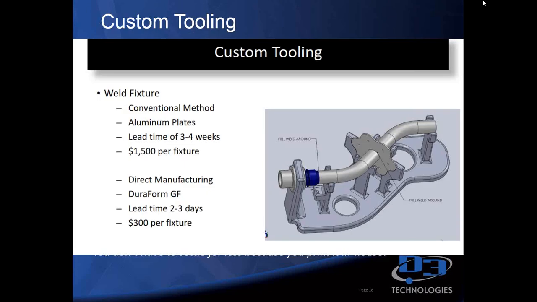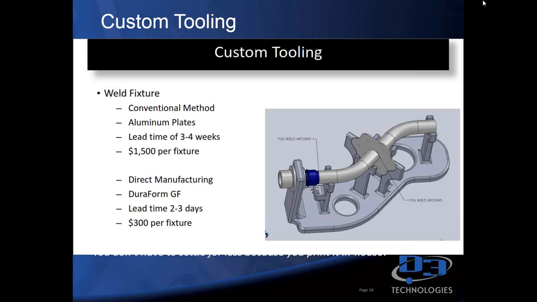This is another example with the traditional or conventional method. They were welding fixtures, aluminum plates. It was taking about 3 to 4 weeks at about $1,500 a fixture. Whereas with direct additive manufacturing, we were using the DuraForm glass-filled material. Lead time was 2 to 3 days, and the cost was about $300 per fixture. So for custom tooling, that's a huge savings, not only in time, down to less than a quarter, but also less than a quarter on the expense of the tooling itself.